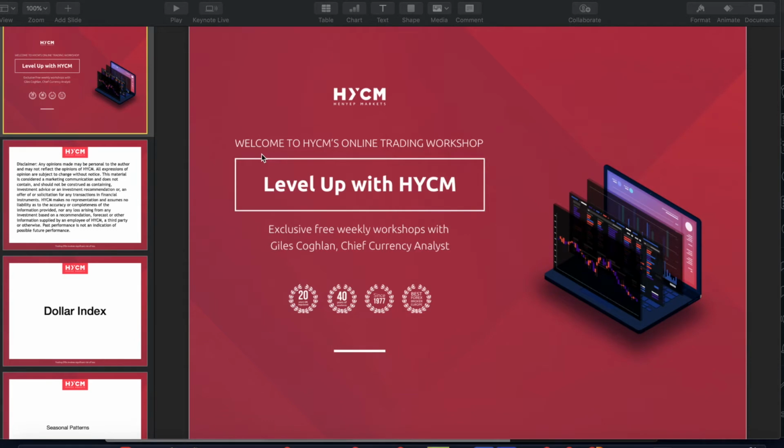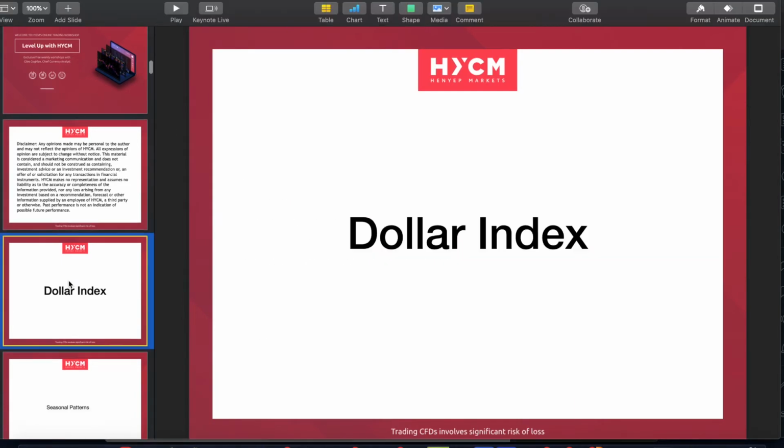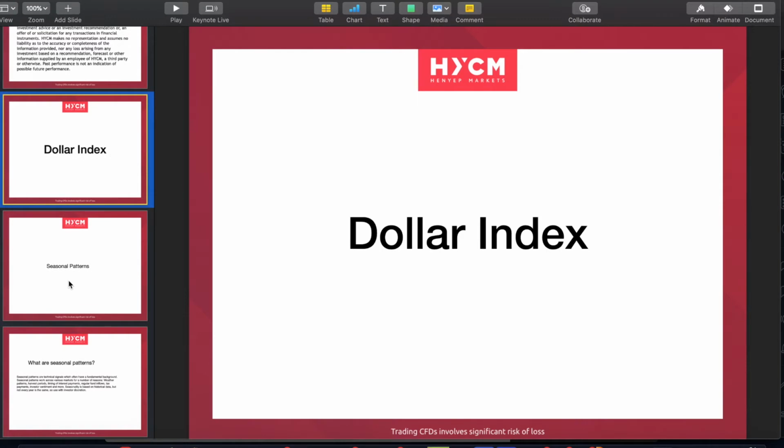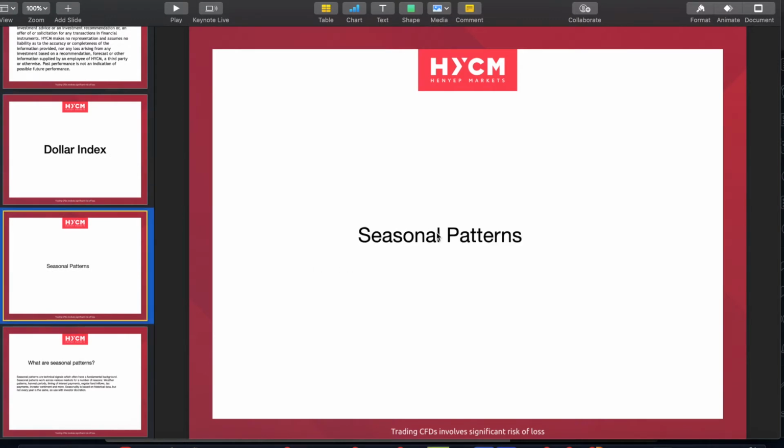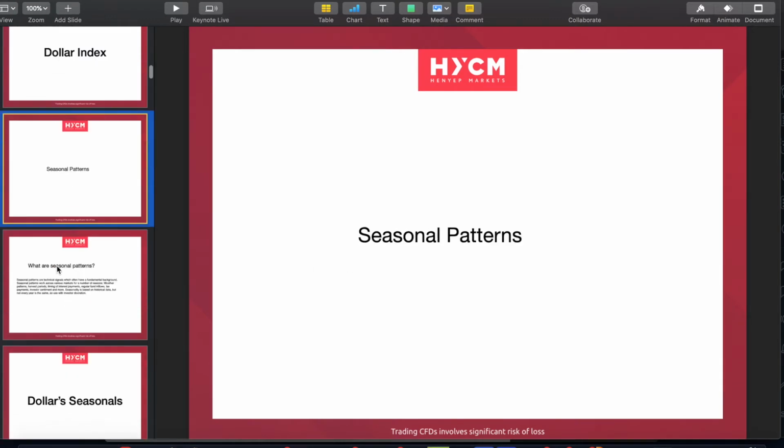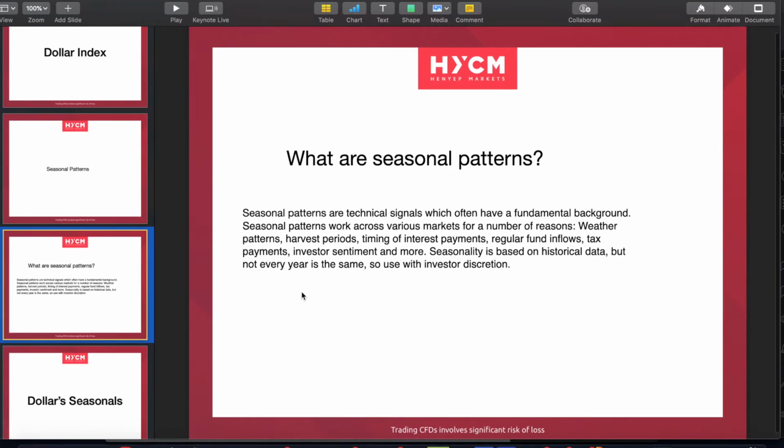There is a potentially very interesting setup that's about to take place in the dollar index, and I'm just going to run through that with you. Now, one pattern that's very helpful in trading is a seasonal pattern. Now, what are seasonal patterns, you might ask? Well, they're essentially technical signals which often have a fundamental background. And seasonal patterns sort of work year in, year out across various markets for a number of reasons.